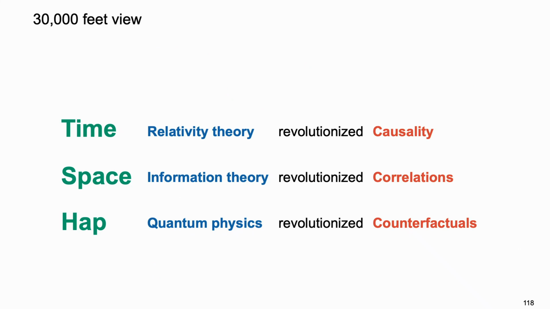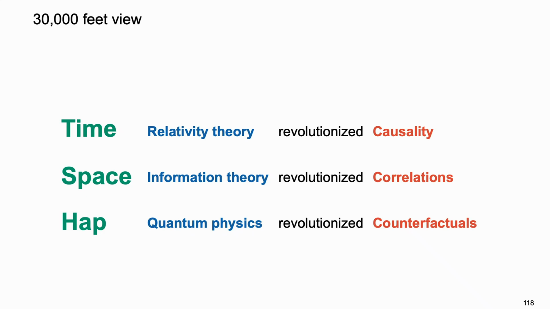And so on the very, very high level, in a way, time is linked to relativity theory that revolutionized causality, space to information theory that revolutionized correlations. Why? Because the correlations are about something that is logged in a textbook. It's stored on a hard drive.